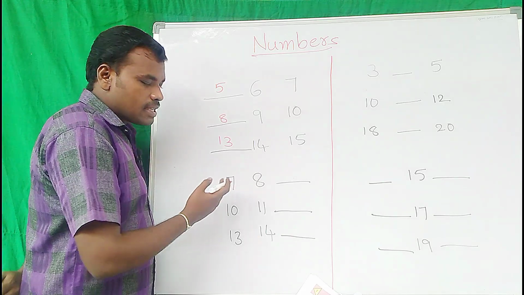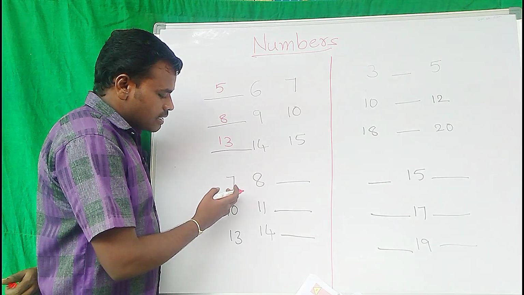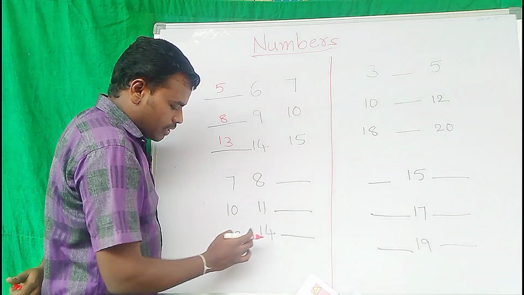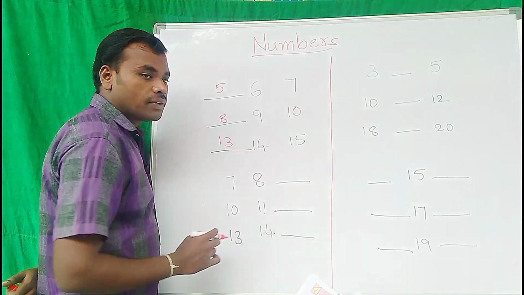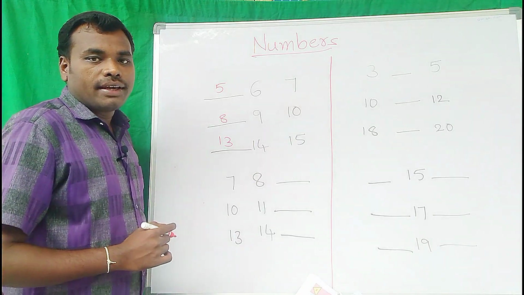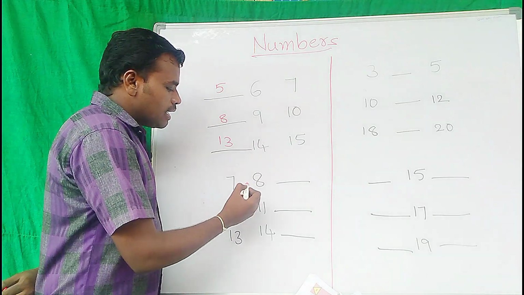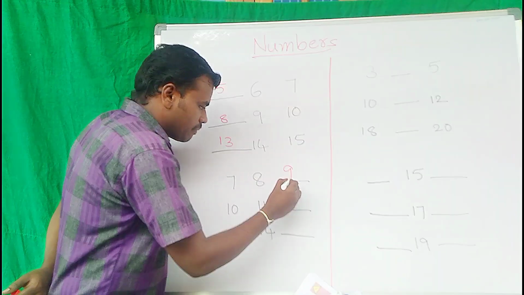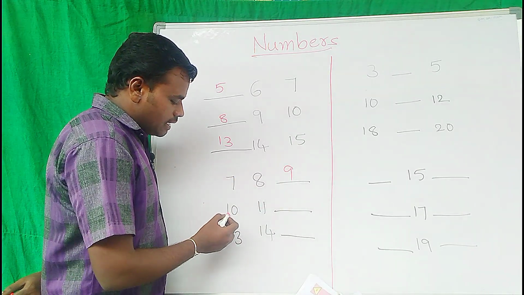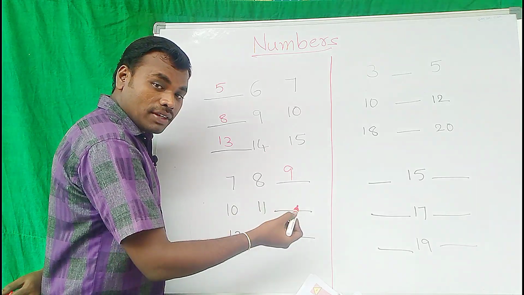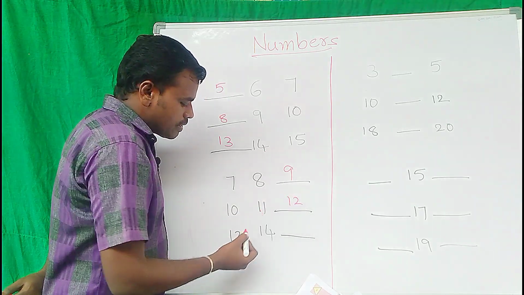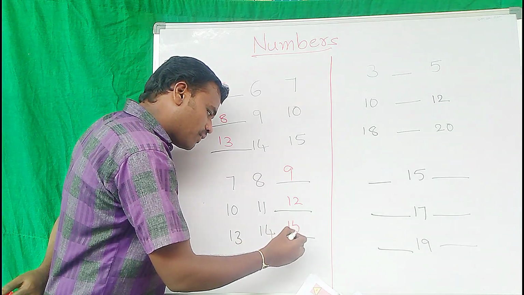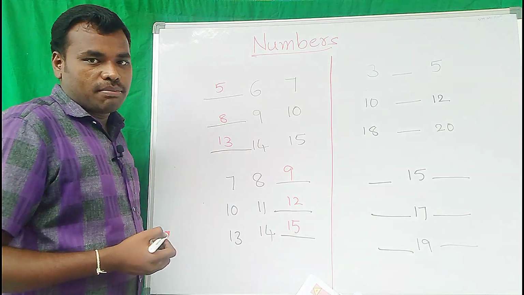Now in this second picture, see this: 7, 8, dash, 10, 11, 13, 14. Here we need to write the after numbers. So 8 after 7, what will come after 8? 9. So we write here 9. 11 after 10, 12 after 11, 14 after 13, 15 after 14. These are the after numbers.